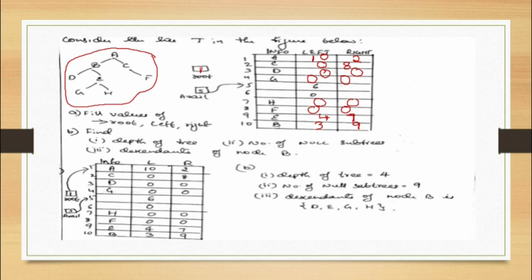Now next, find the depth of the tree. Sorry, the first one is nothing but filling values of root, left and right. We have already filled it, here and here, both are the same, students. Just to make you understand, I have made it again. Next one is the depth of the tree. Depth of the tree, students, is 4.